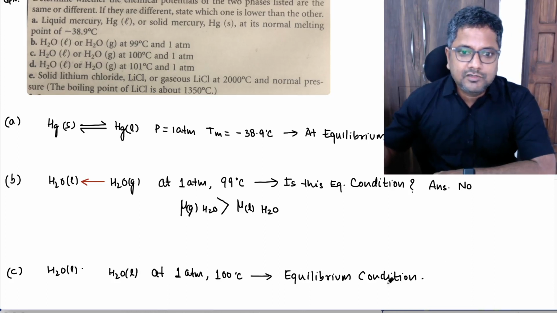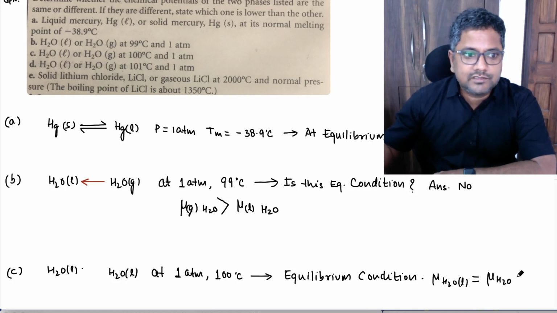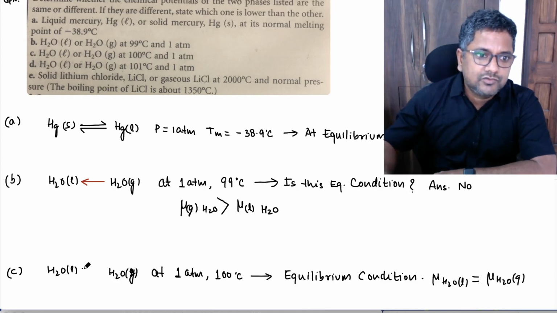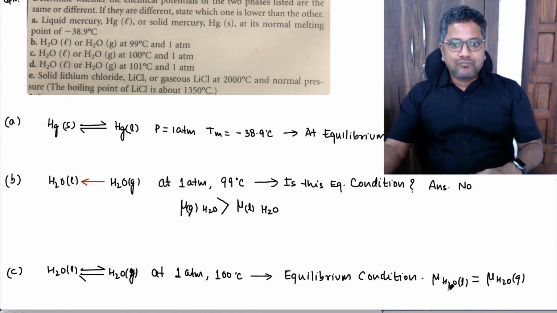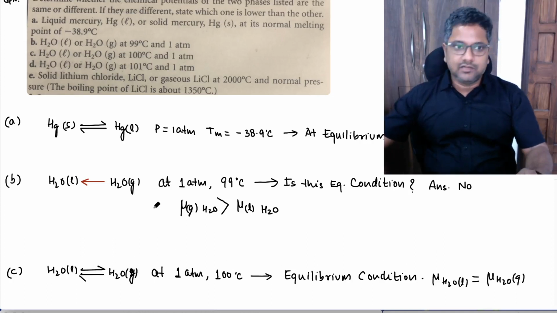In this situation, you can say mu of H2O liquid is equal to mu of H2O gas. So which kind of arrow can you put here? You can put this type of arrow. So in this situation there is an equilibrium condition, and the chemical potential of both phases is equal.